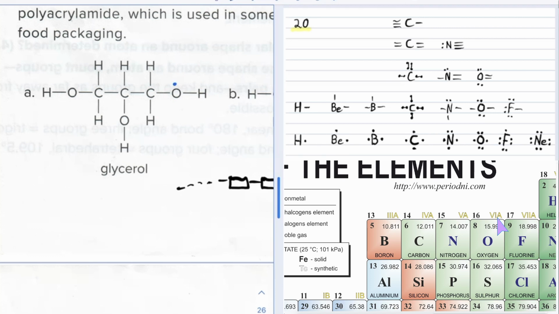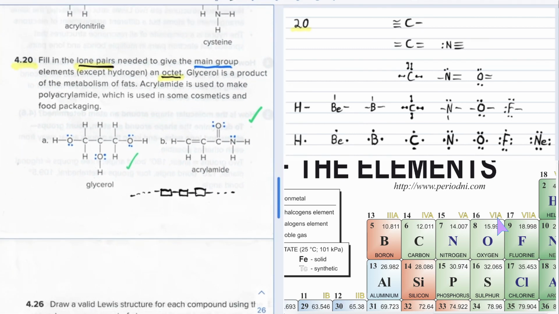So there you go. Now it's got its octet. So that's 2, 4, then the bonds 6, 8. Okay, do the same thing for the other oxygens. Giving them the 2 lone pairs gives it an octet, and same thing over here. And now the glycerol is done. And that's how you do this.